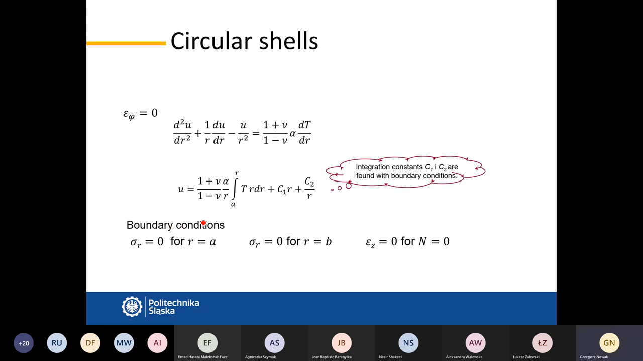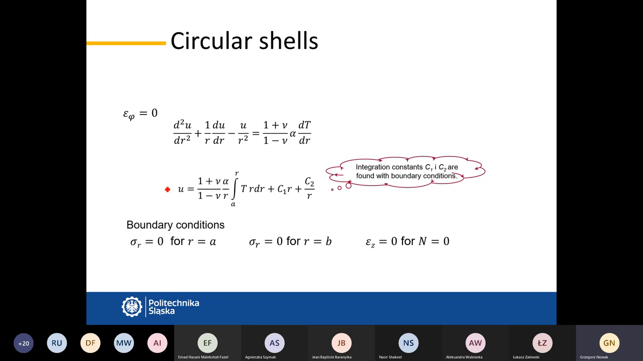So sigma R will be zero for R equal to B. So at both surfaces, the internal and external, the radial component of stress is zero. And if the ends are free, so there is no compressive force, no constraints which would prevent the shell from expanding or elongating, epsilon z will be zero.